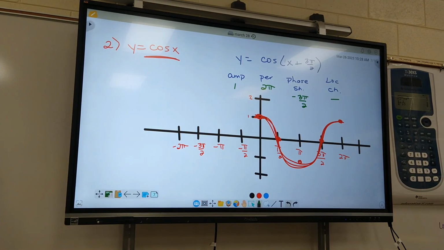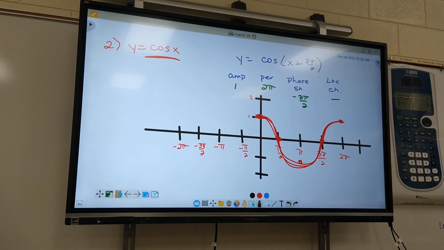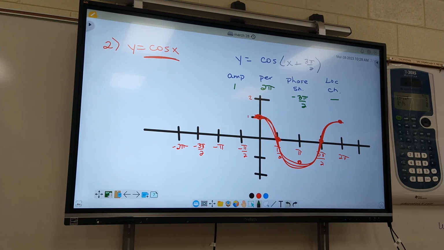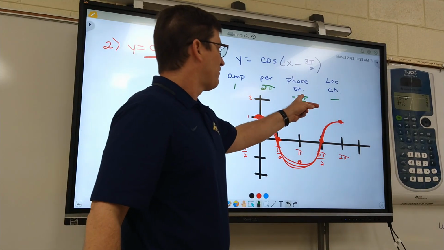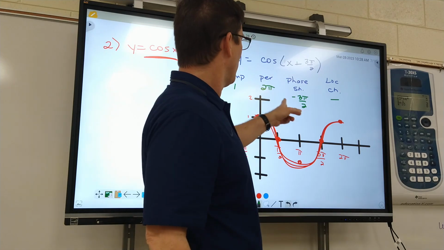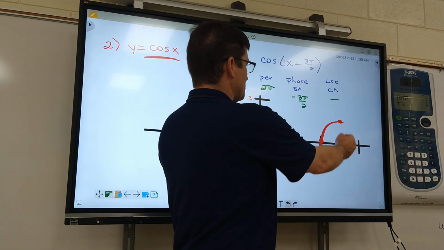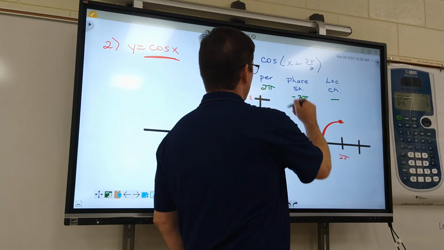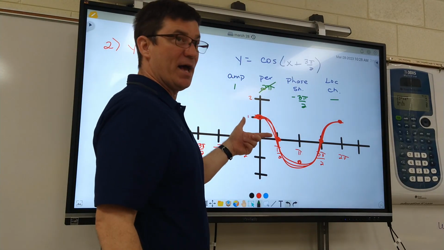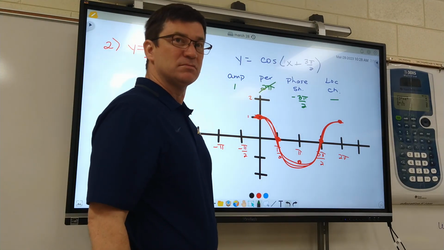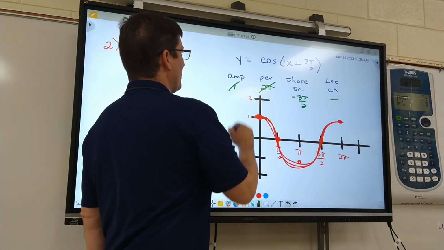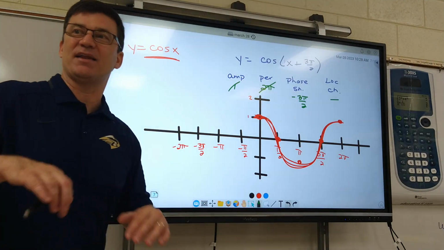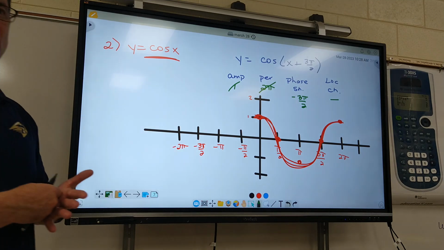All right, so guys, there is only one thing that's going to change on this problem. We only got to make one adjustment. We have a phase shift. We didn't have one before. Look, that's the same. Our first graph was 2 pi. This one's 2 pi. I don't have to worry about that. And the amplitude was 1. How do I know? Because they went up 1. I don't have to worry about that. We only have to do the phase shift. That is it. That is the easiest one.